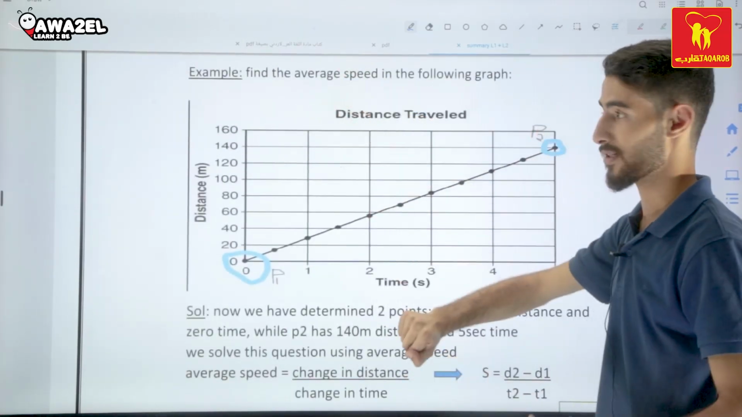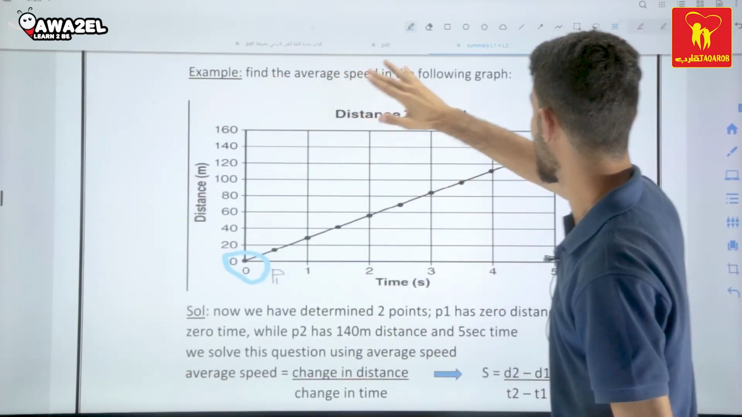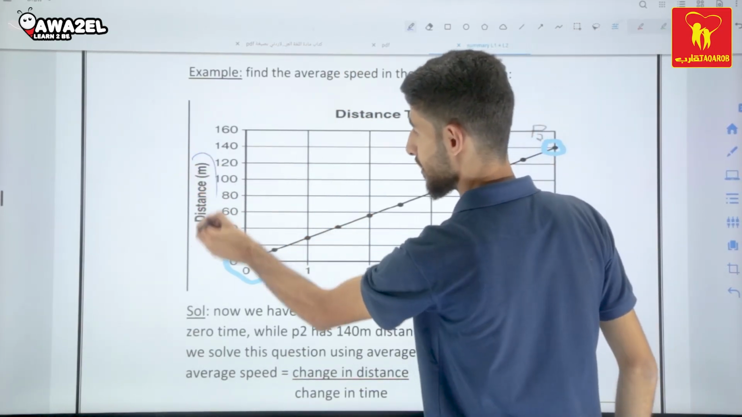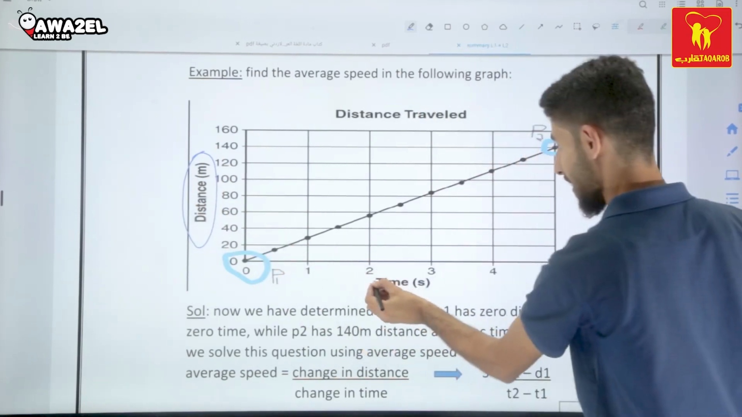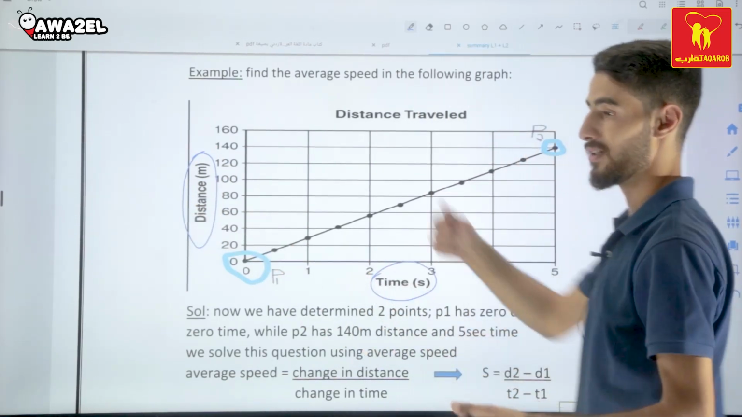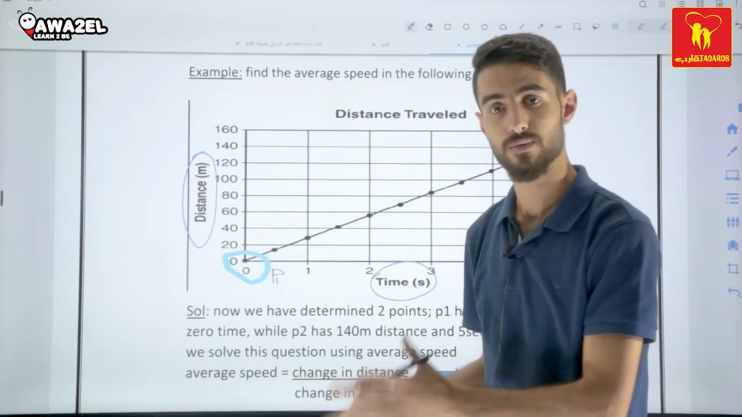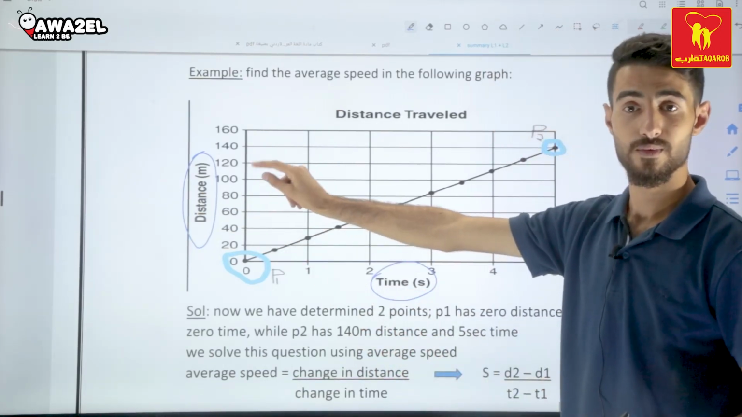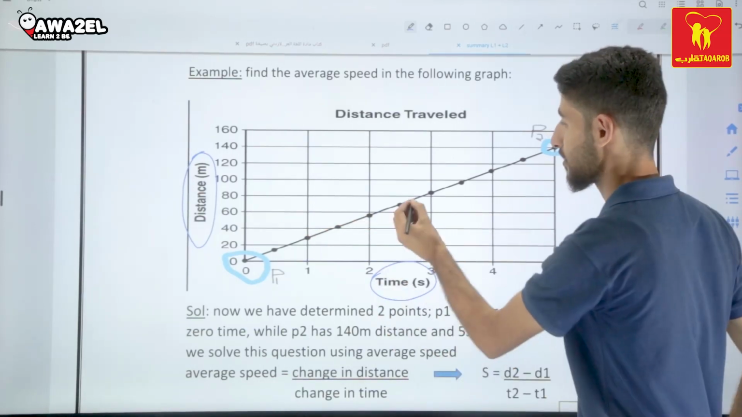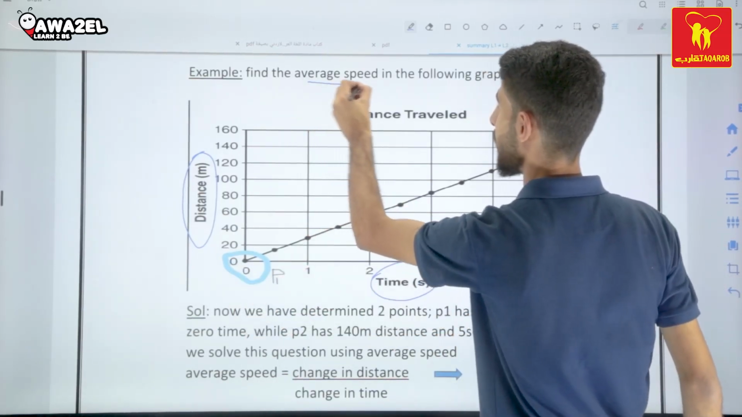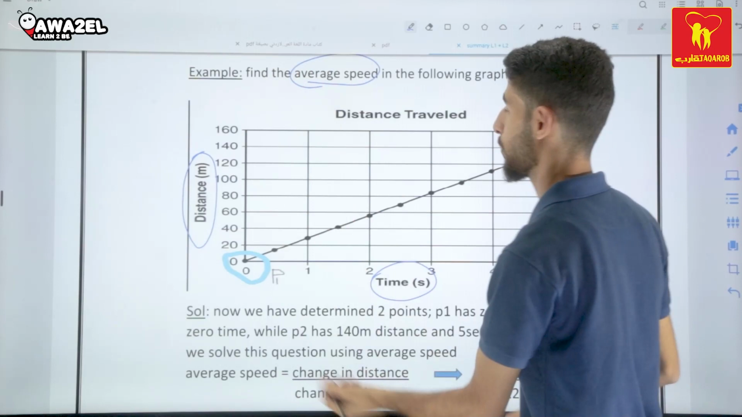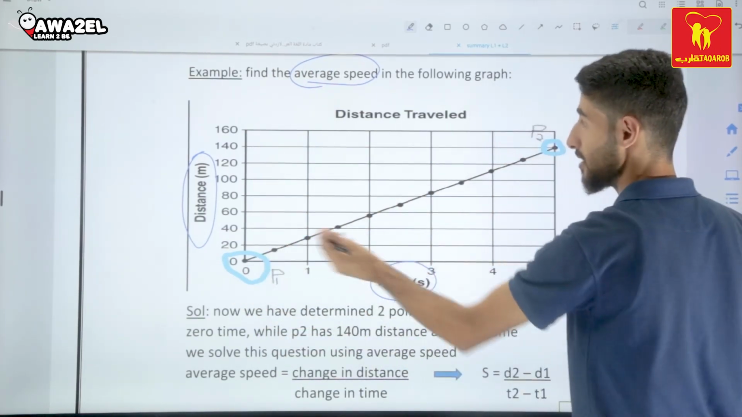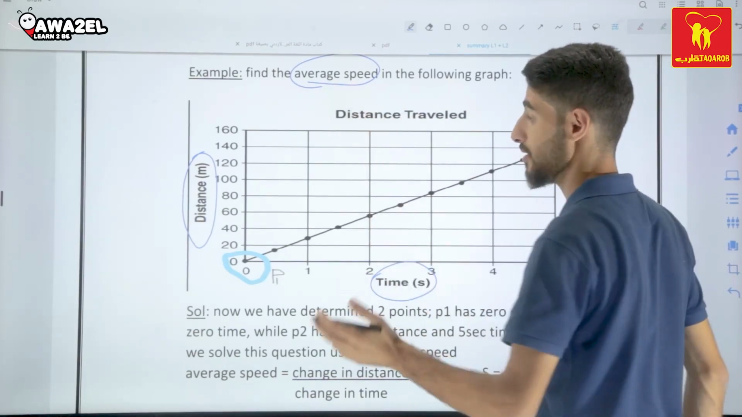Let's have an example. Find the average speed in the following graph. See here? This is distance and time, so I'm dealing with a distance-time graph. That's 1. 2, I need to find what? The average speed, of course, because the slope of this line gives the average speed.